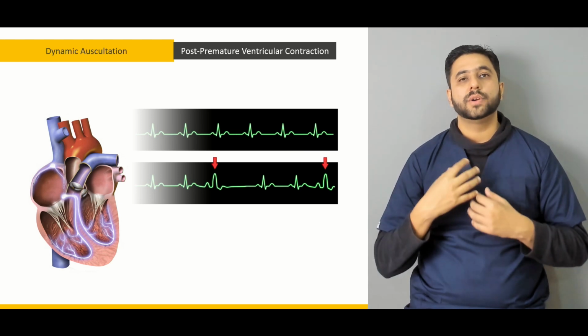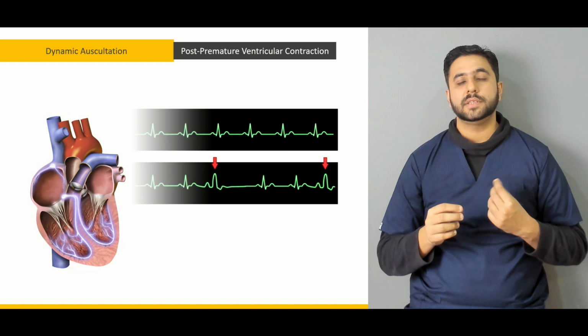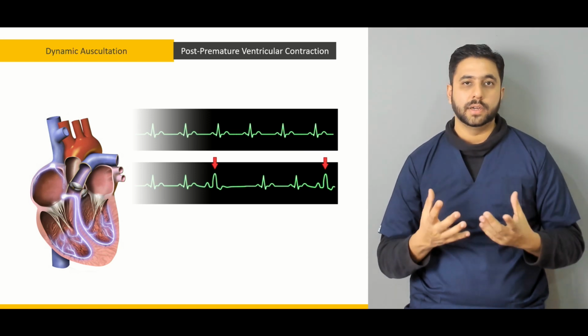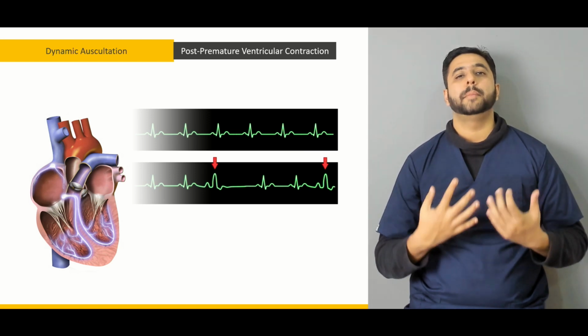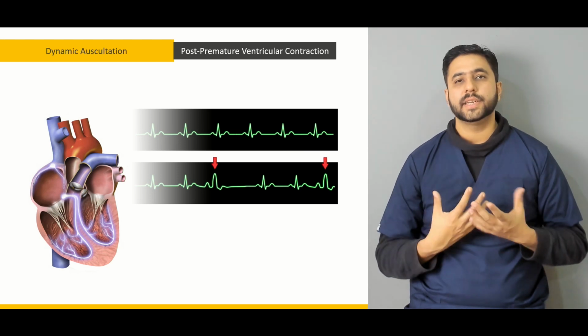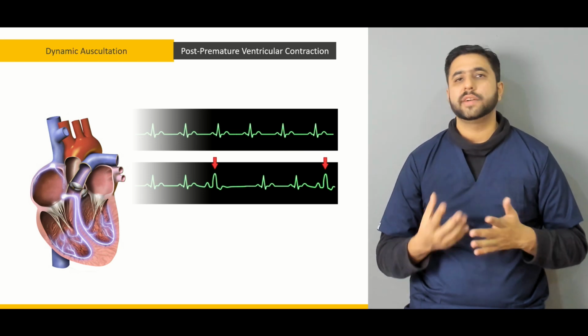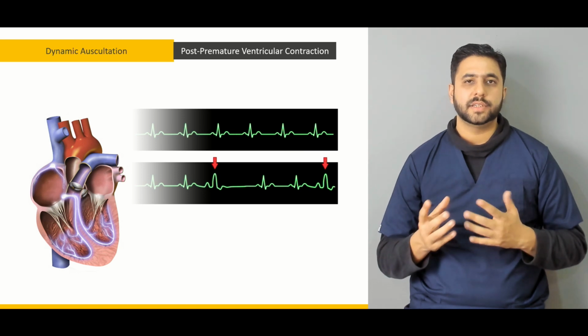So the murmur of the aortic stenosis just after a PVC or a premature ventricular beat will be louder as compared to the murmur of mitral regurgitation. The increased blood in the left ventricle will not affect the murmur of the mitral regurgitation a lot.